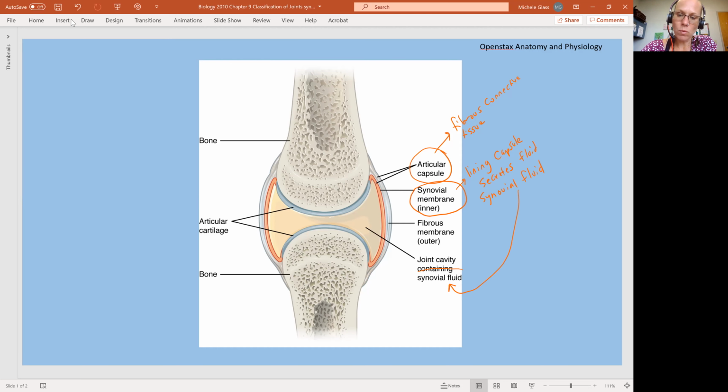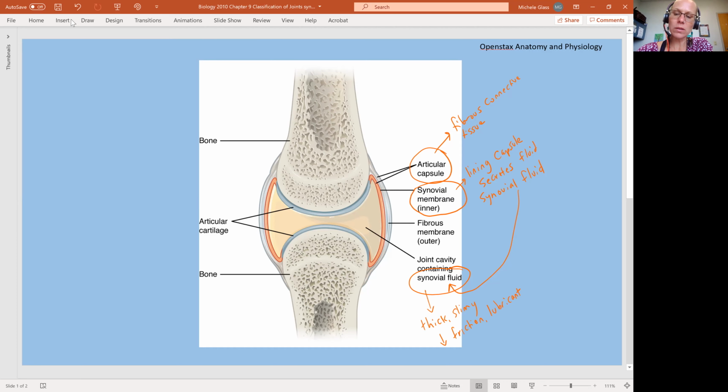So let's talk about what the job of this synovial fluid is. The synovial fluid, first of all, is thick and slimy. Both of these attributes make it great to reduce friction. It's going to be acting as a lubricant. These are freely movable joints, right? So there is a lot of friction. There's a lot of movement happening there.